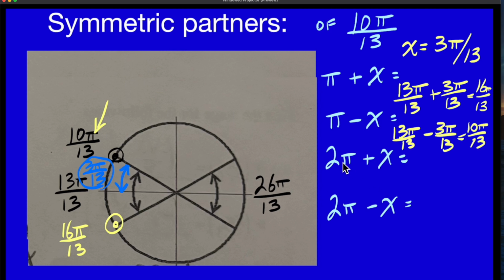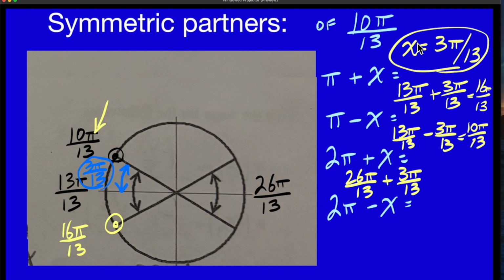Let's now move to 2 pi. We're going to use 26 pi over 13 because we're in the world of 13s. We're going to add our x value. Our x value is here. It is not 10 pi over 13. Adding the x value is going to get 29 pi over 13. That's going to put us here, right? We're going to do one revolution to get to 26 pi over 13. Then we're going to do 3 pi over 13 more, because that's our x, and we're doing 2 pi plus x, and that's going to put us at 29 pi over 13.